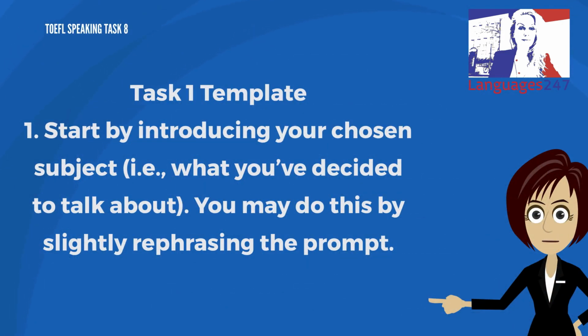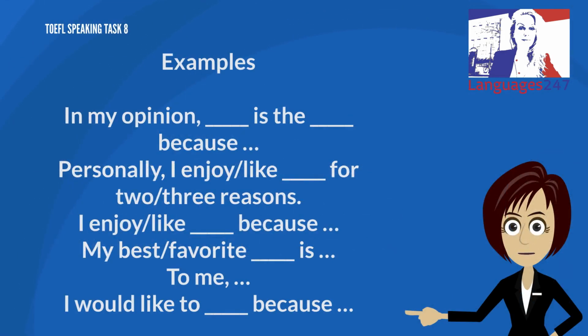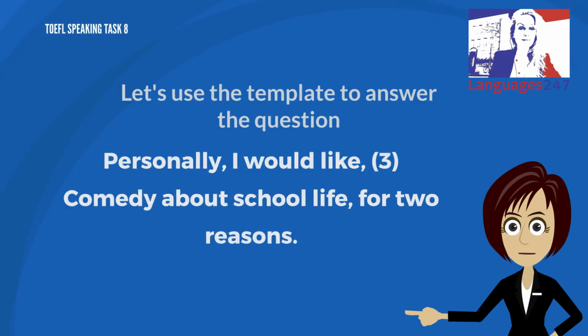Task 1, Template 1. Begin by introducing the topic and your opinion on it. Don't spend too much time trying to summarize the prompt, just quickly state what the topic is and which option you believe is better. Examples: In my opinion, is the because; personally, I enjoy, like, for 2-3 reasons; I enjoy, like because; my best favorite is; to me; I would like to because. Personally, I would like 3. Comedy about school life, for 2 reasons.